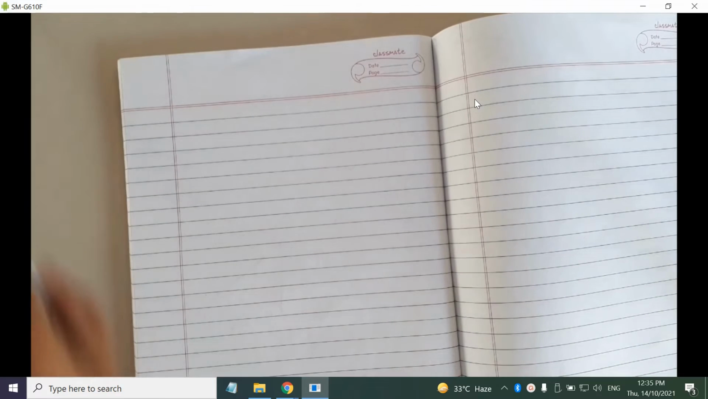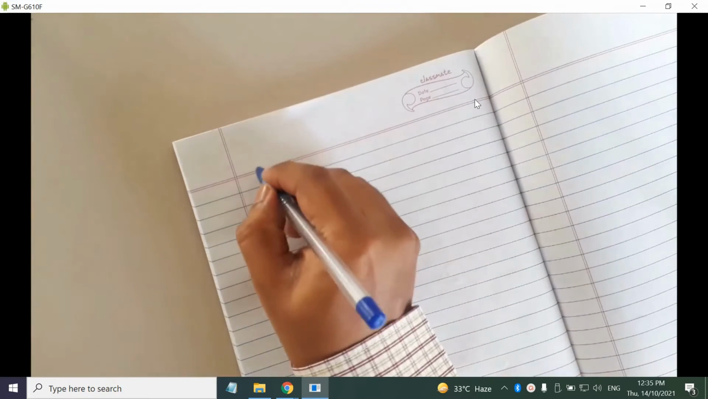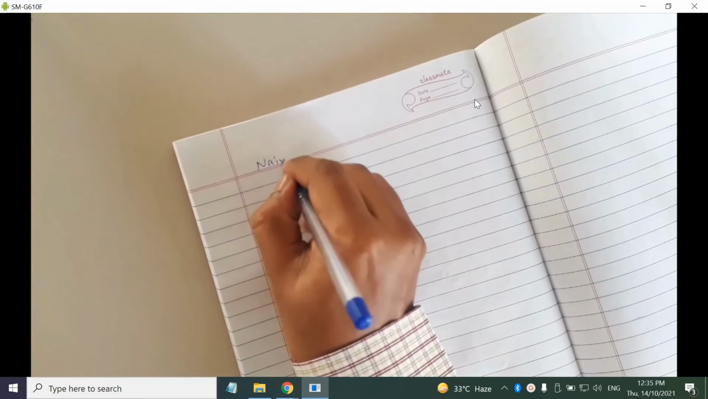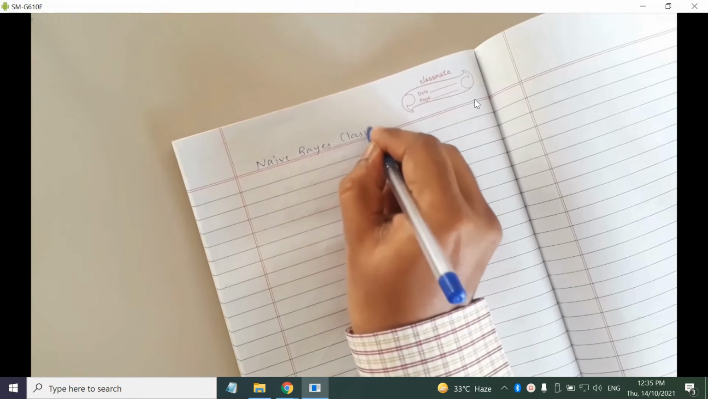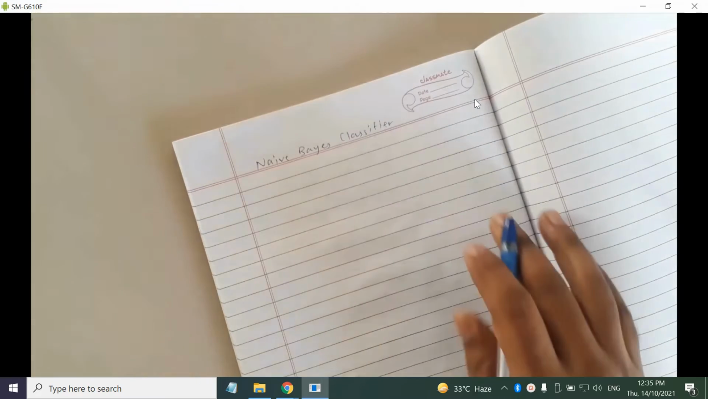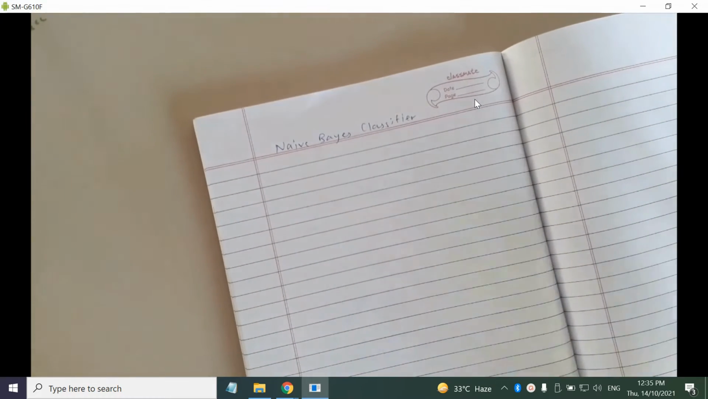So today we'll be starting with naive Bayes classifier. Here we'll be making use of the conditional probability concept.